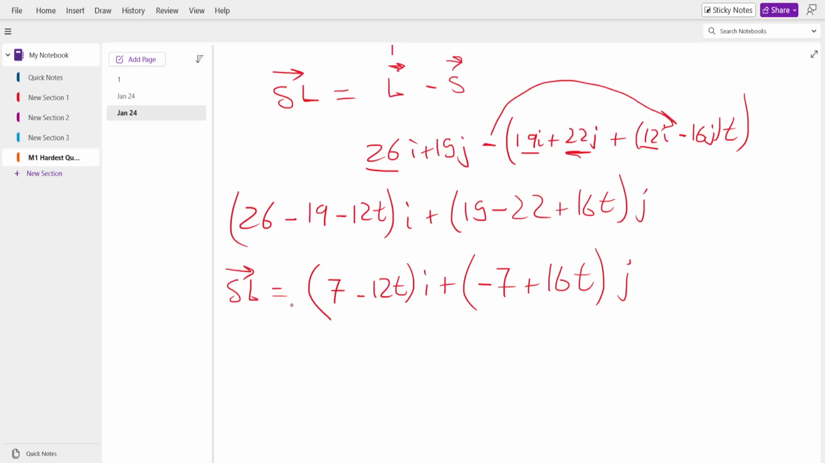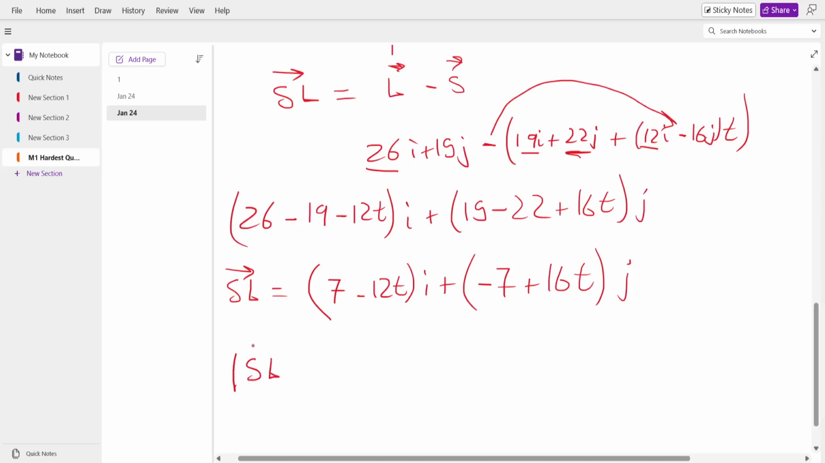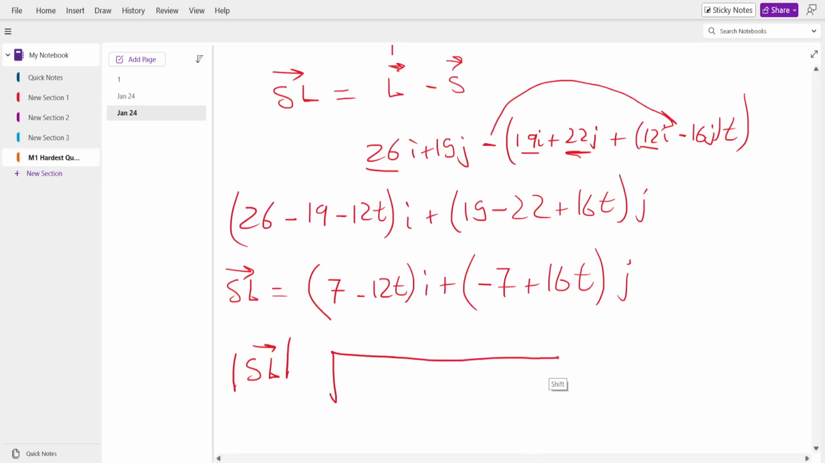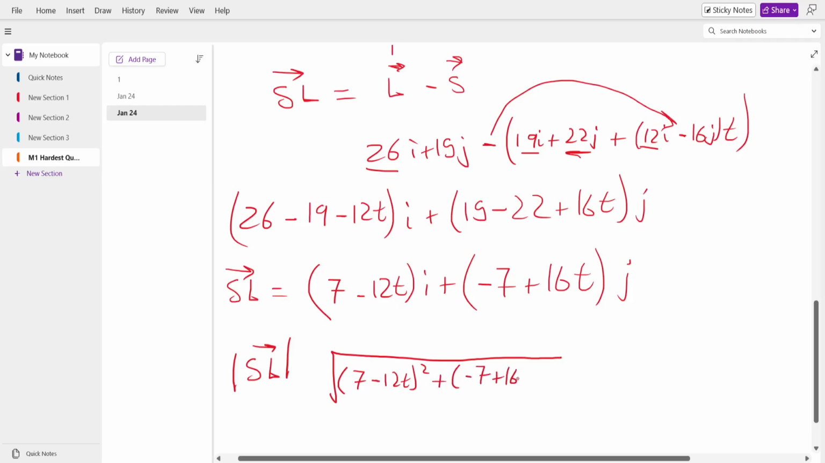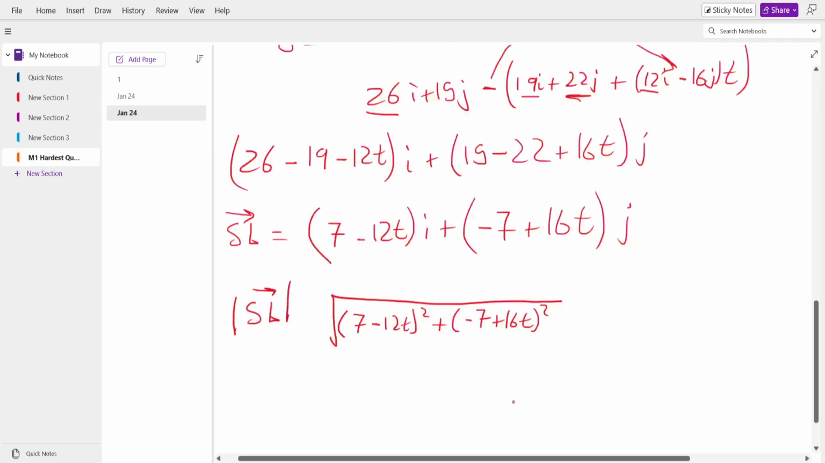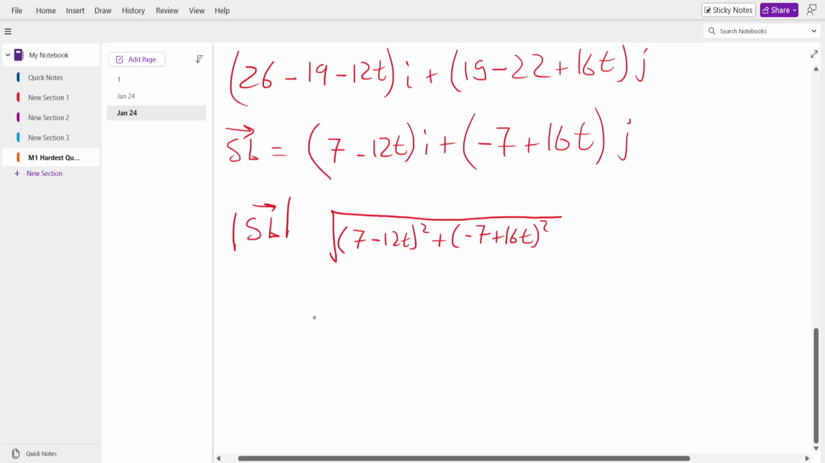But here, I want to find the distance between them, and we know that the distance is basically the magnitude of the displacement vector. So it's basically a big square root with the i component squared plus the j component squared. So this is basically the displacement, the distance. Okay, so this is the distance between S and L. So if we continue from here, let's expand.